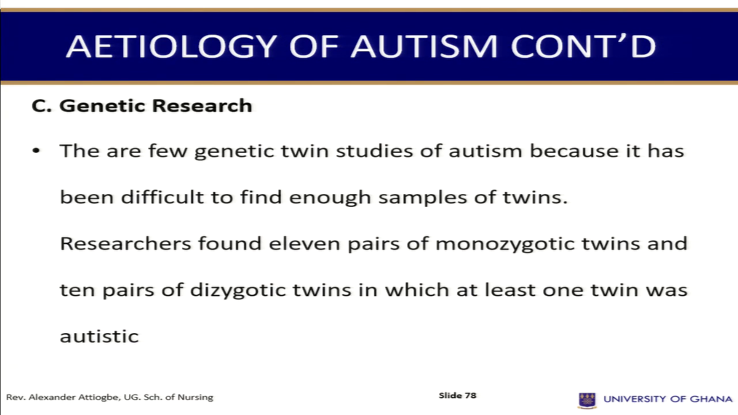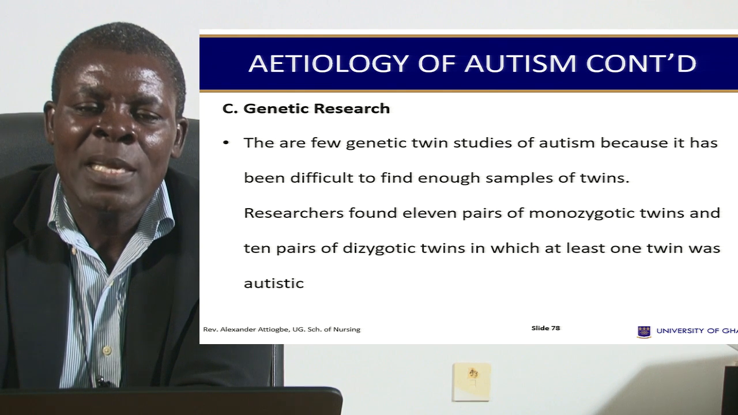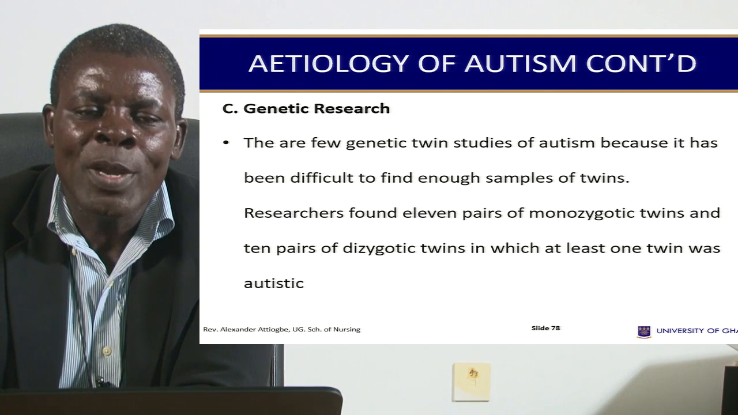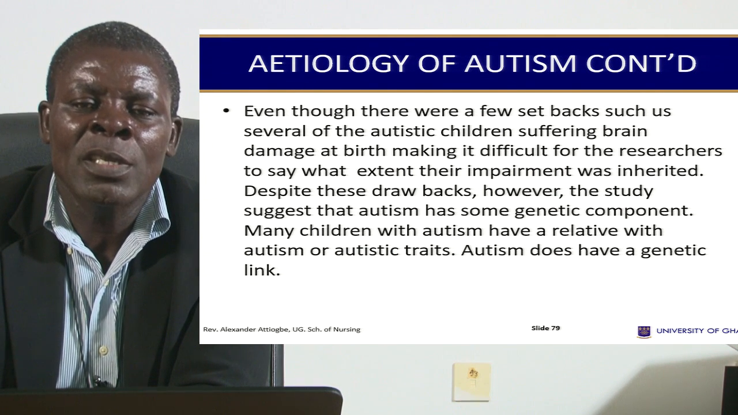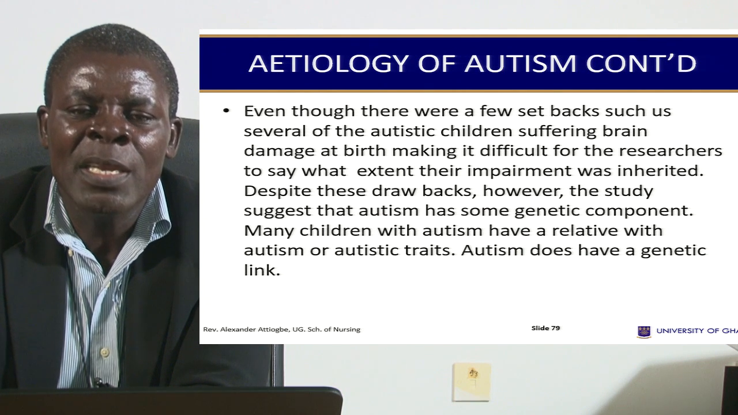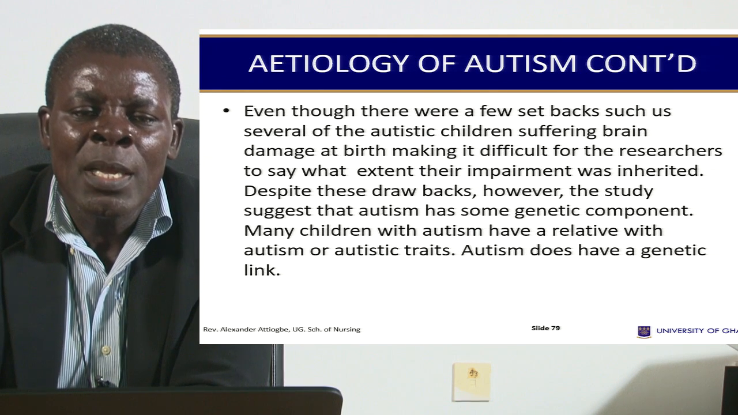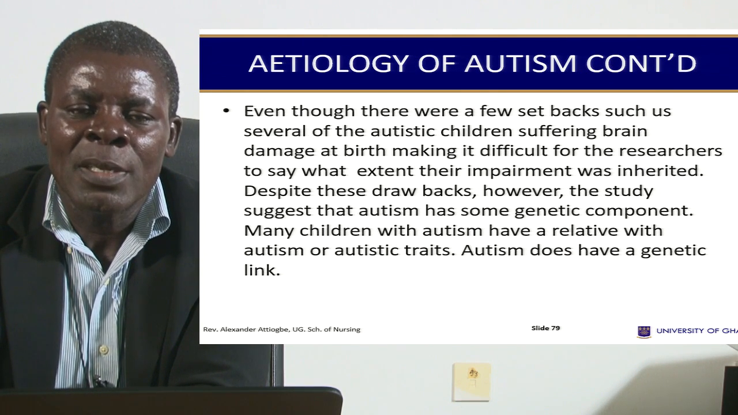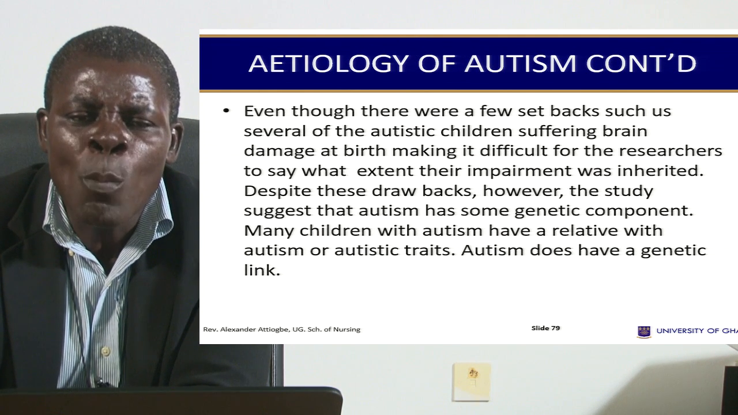This study supports the hypothesis that birth complications and problems in infancy are implicated at least in the severity of autism. Genetic research. There are few genetic twin studies of autism because it has been difficult to find enough samples of twins. Researchers found 11 pairs of monozygotic twins and 10 pairs of dizygotic twins in which at least one twin was autistic. There were a few setbacks, such as several of the autistic children suffering brain damage at birth, making it difficult for the researchers to say to what extent their impairment was inherited. Despite these drawbacks, however, the study suggests that autism has some genetic component.